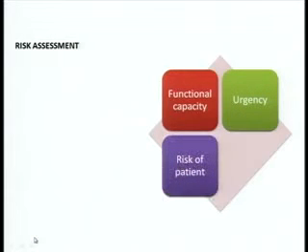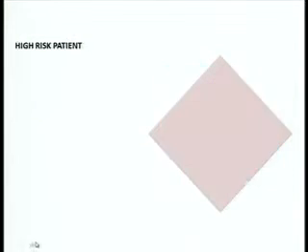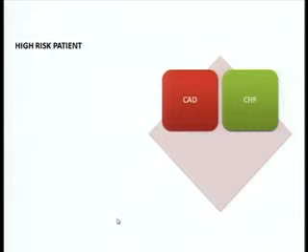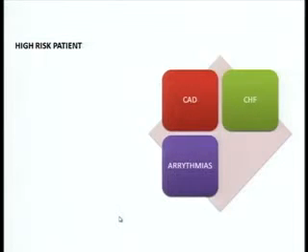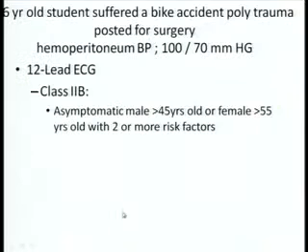the urgency of surgery, and the risk as far as the patient characteristics are concerned, and the risk of the type of surgery itself. So what are the high risk indicators? Presence of coronary artery disease that is severe, decompensated heart failure, decompensated or uncontrolled arrhythmia, or significant valvular heart disease, especially obstructive valvular disease. Now, having said this, there are always guidelines, and they are only guidelines.